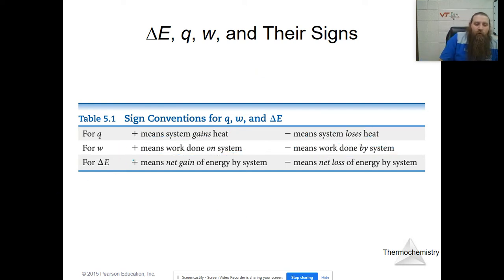Pretty easy one is the final one. A positive delta E is a net gain of energy. A negative delta E is a net loss of energy.